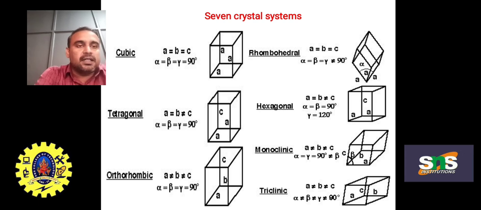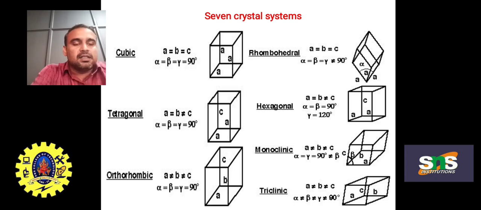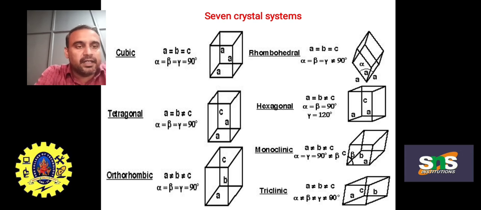Then hexagonal: the axial lengths a equal to b but not equal to c, that is, the height is not equal to the length and breadth. The angles alpha and beta are equal to 90 degrees but gamma is equal to 120 degrees. Then the next structure, monoclinic: the axial lengths are all not equal, and alpha and gamma are equal to 90 degrees but not equal to beta. Then finally triclinic: all are not equal, a not equal to b not equal to c, and alpha not equal to beta not equal to gamma, not equal to 90 degrees. So these are the 7 systems available in crystalline nature.